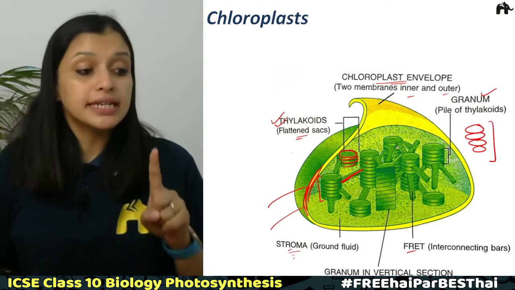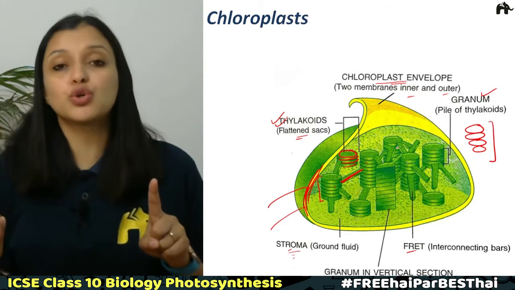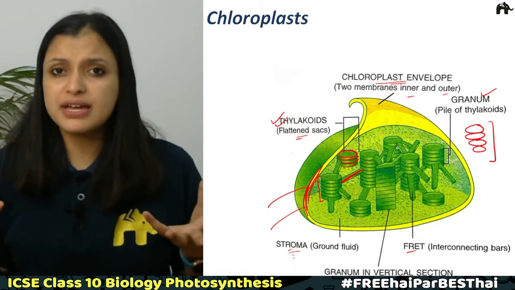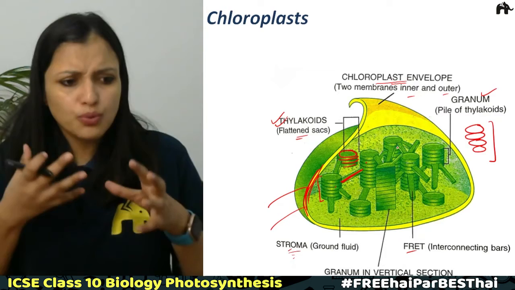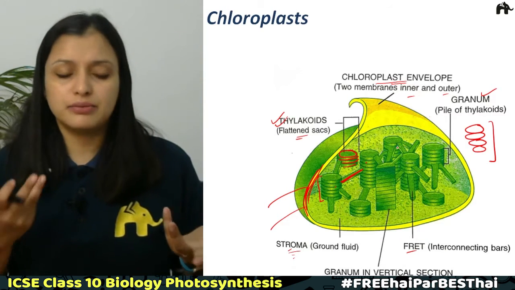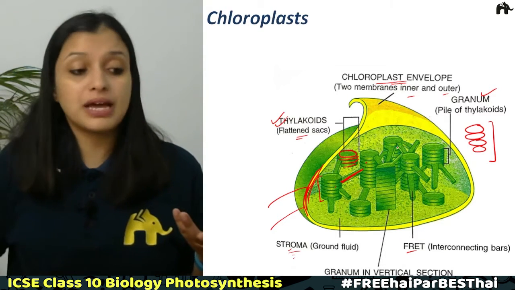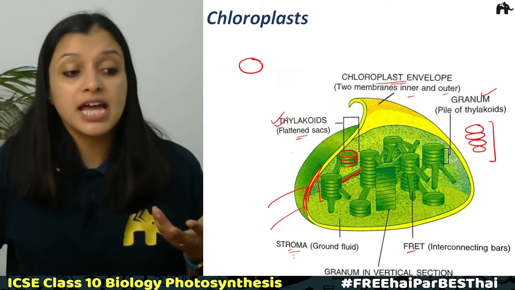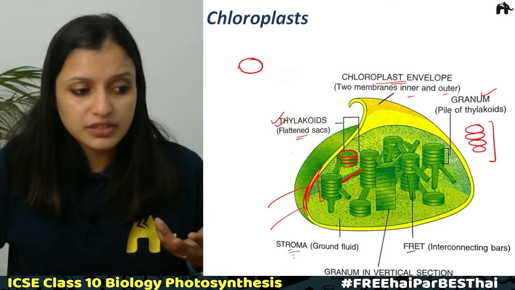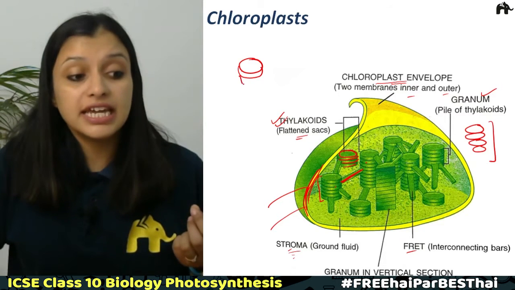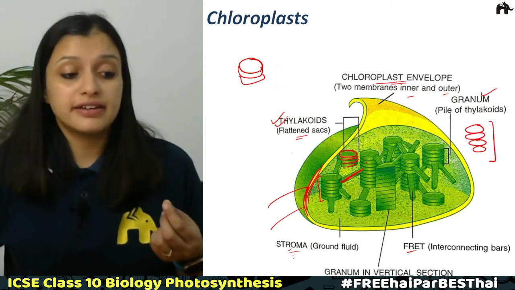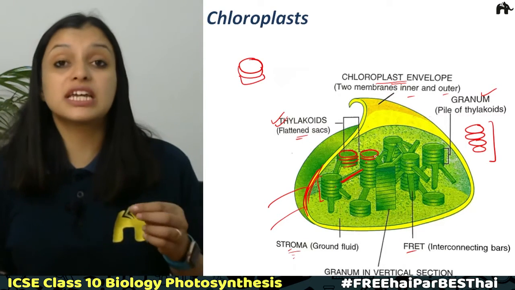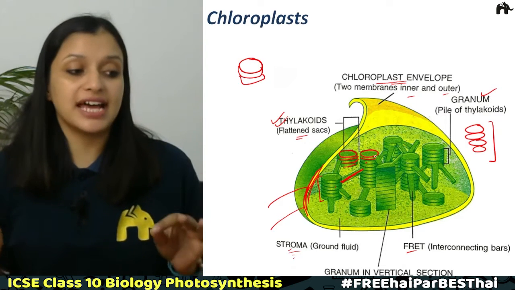Easy, clear? Now this pigment chlorophyll, where is it present in this chloroplast? We are saying that chlorophyll is present in the chloroplast. So where is this pigment inside the chloroplast? These chloroplasts have thylakoids, and the walls of these thylakoids contain chlorophyll, right? So the walls of these thylakoids contain the pigment called chlorophyll.